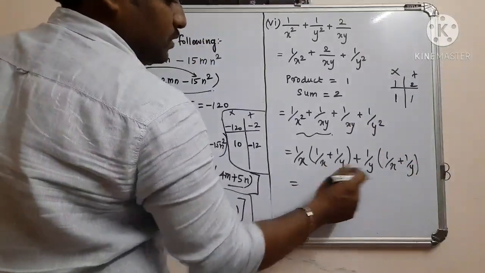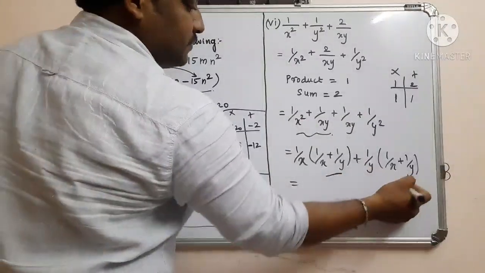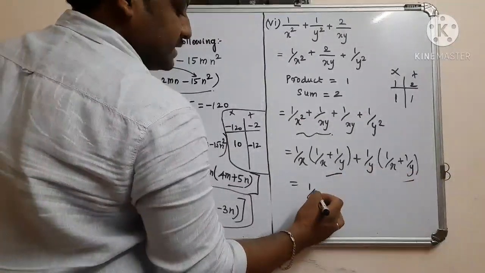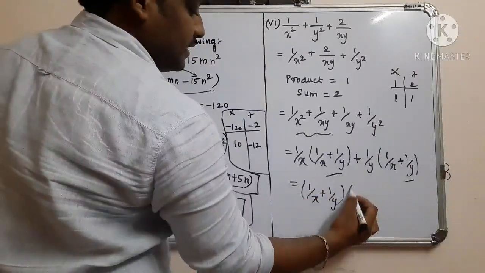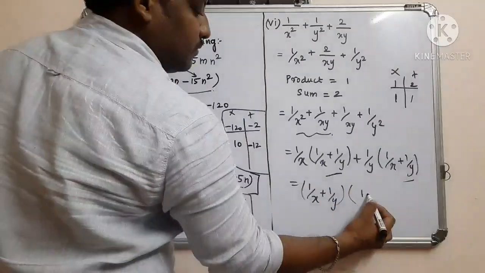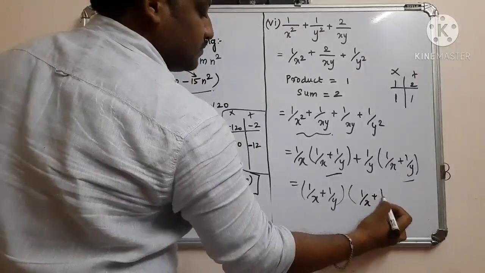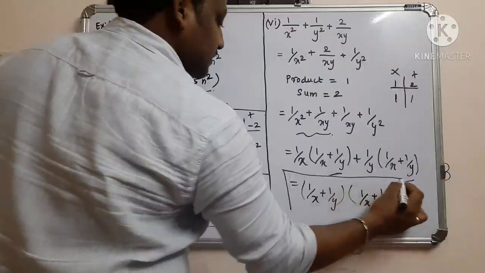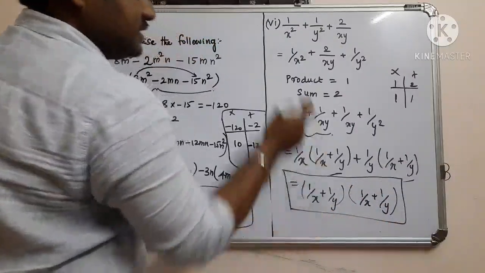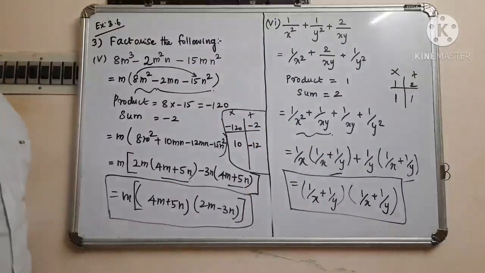Now 1 by x plus 1 by y is a common term. So we can write 1 by x plus 1 by y one time, and the remaining term is 1 by x plus 1 by y. So this is the factor for this given polynomial. Understood?